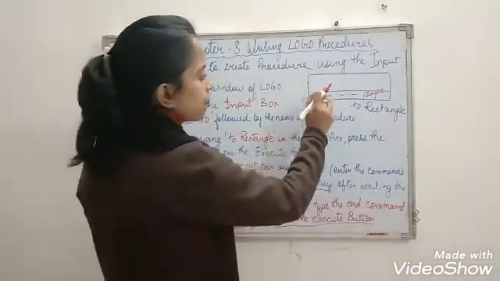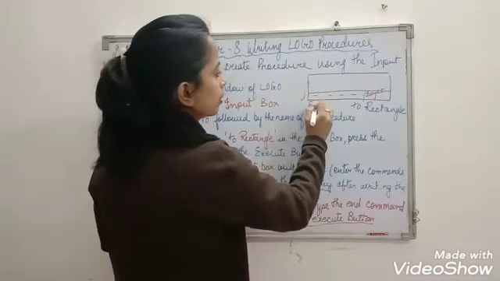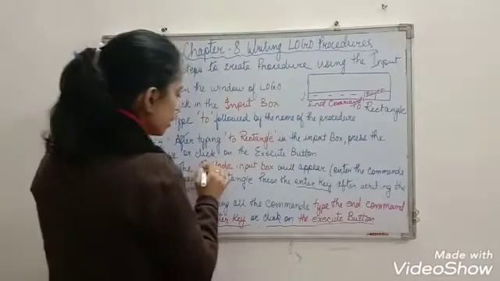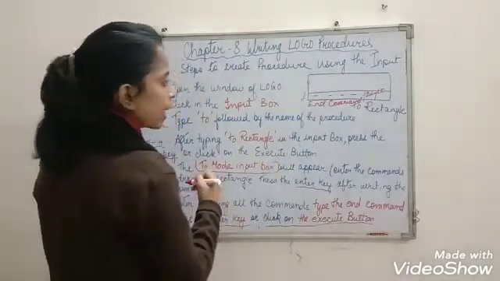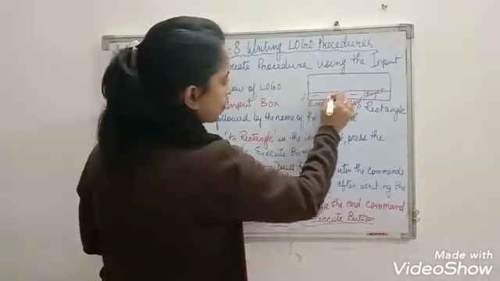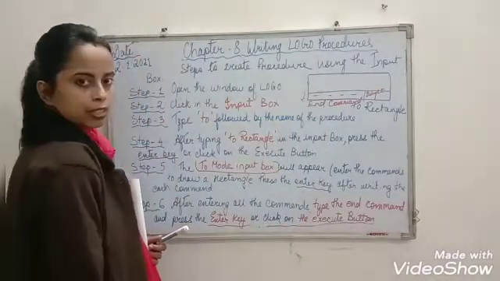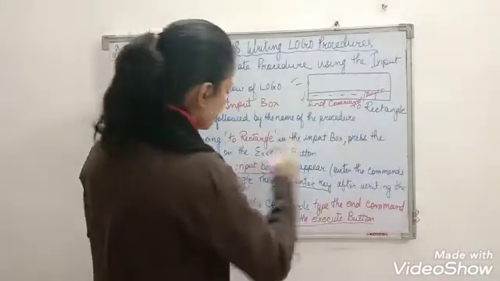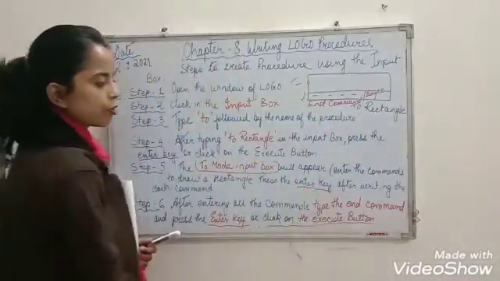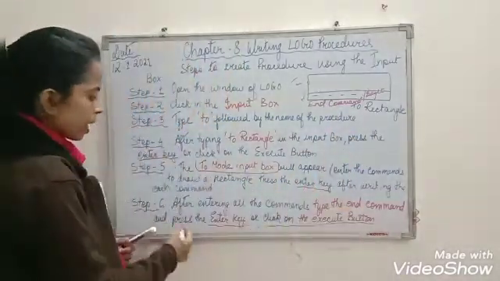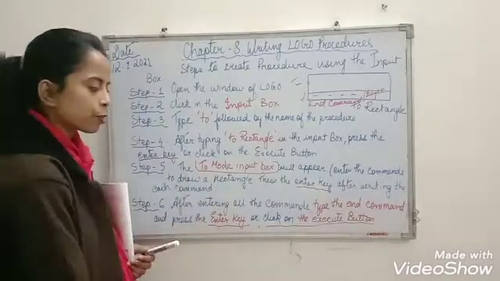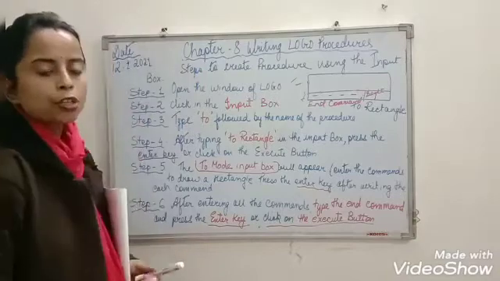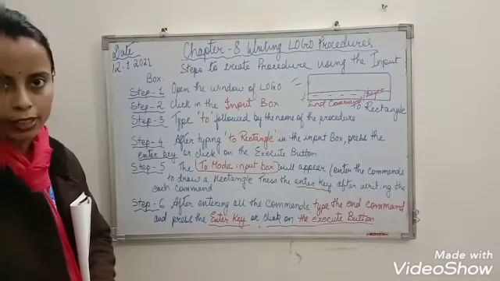Here, what you have to type? You have to type the N command in the 2 mode input box. In the 2 mode input box also you will get a place like this. First, this one is the input box. After that you will get the 2 mode input box, and there you have to write the N command and press the enter key. Again, you have to press the enter key or click on the execute button.